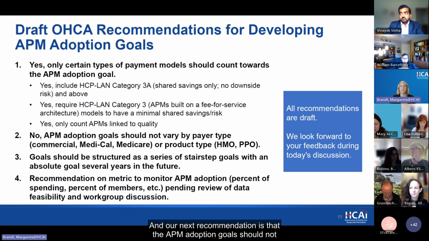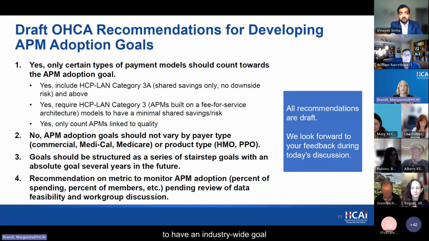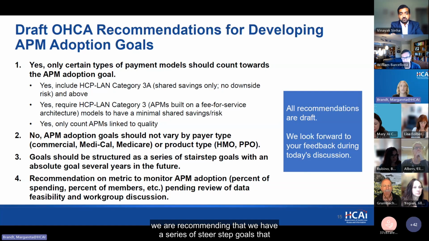And our next recommendation is that the APM adoption goals should not vary by payer type or product type, that we're really looking for alignment across payers and products and to have an industry-wide goal. And in terms of the structure of the goal, we are recommending that we have a series of step goals that accumulate with an absolute goal several years in the future. And to the question of what metric, percent of spending or percent of members, should we use to monitor APM adoption? We don't have a specific recommendation yet here.